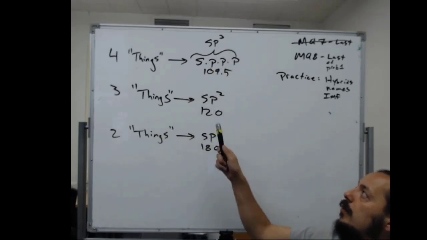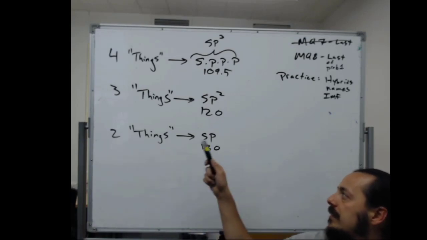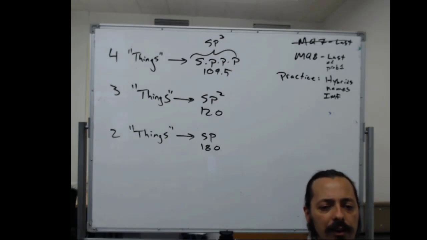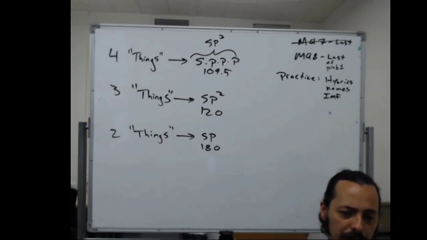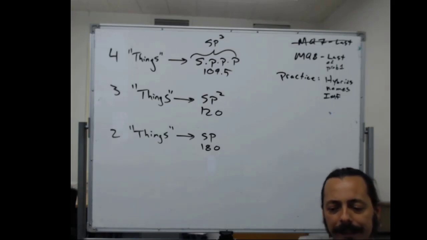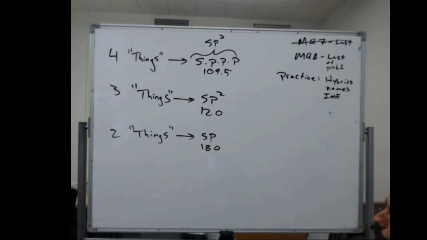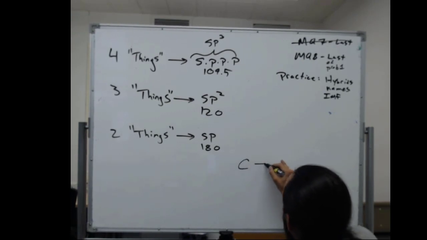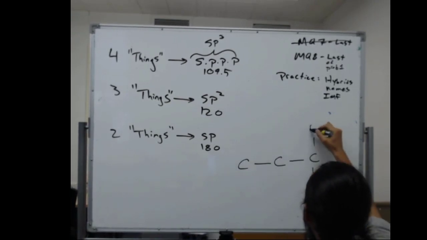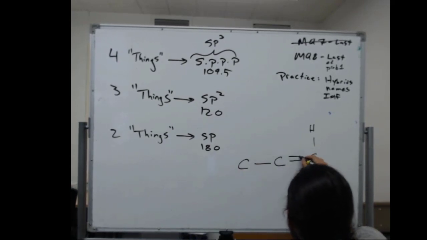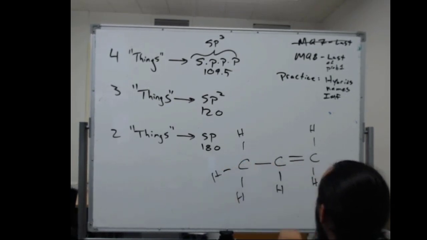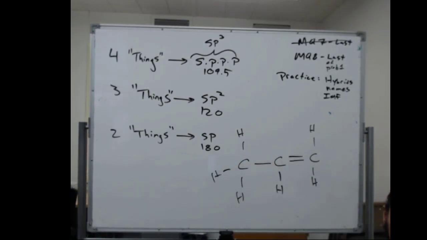3 things attached, sp2, 120-degree bond angle, trigonal planar. 2 things attached, sp, 180. Why do we bother doing hybridization if it just maps directly to geometry? So this gets to the fundamental problems of Lewis structures. When we draw a Lewis structure, we're oversimplifying the behavior of electrons.